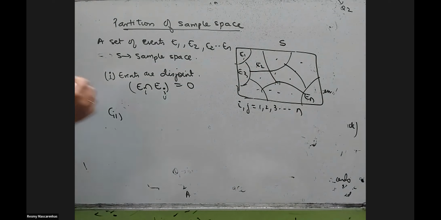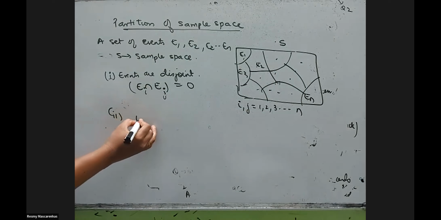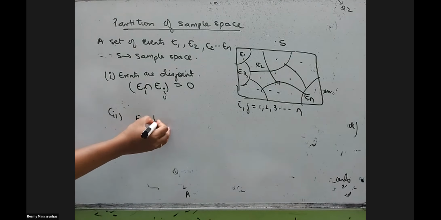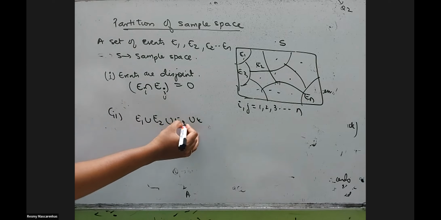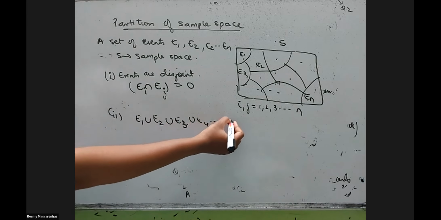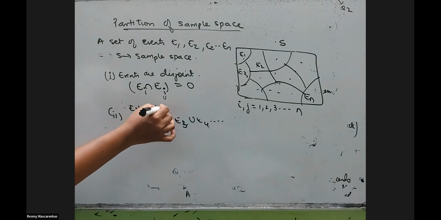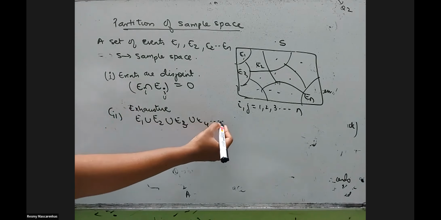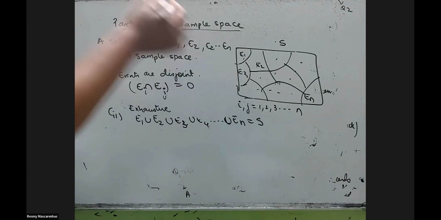Second one, if you add all these events, you should be able to get the sample space. Adding means taking the union, combining all the elements. The second one is called exhaustive. Exhaustive means if you add all the events up till En, that should be equal to your sample space.